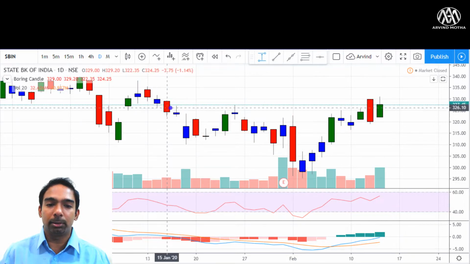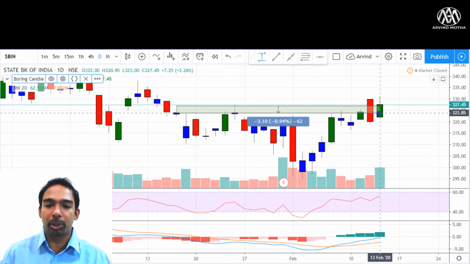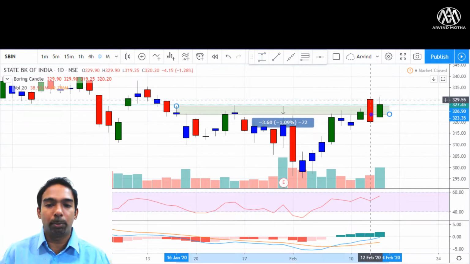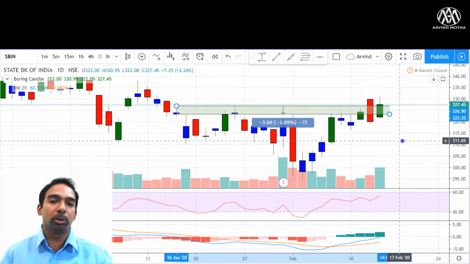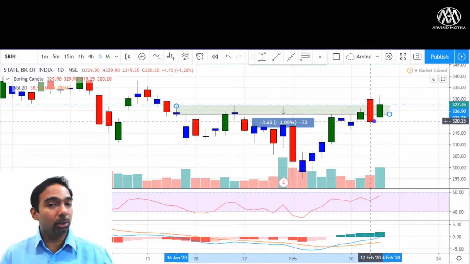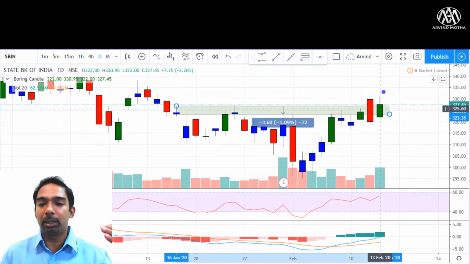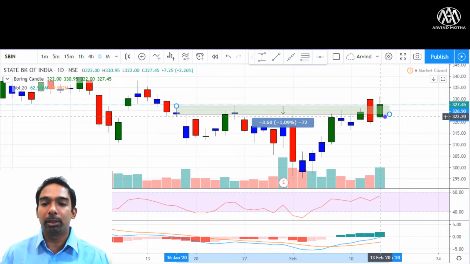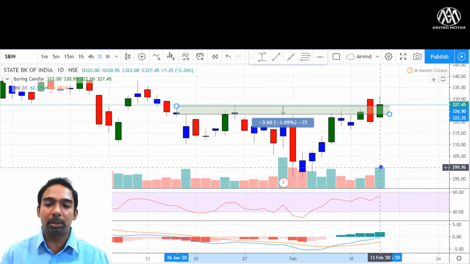On the daily chart, you can see the SBI Bank resistance zone is somewhere here. The price actually broke out yesterday and went outside my resistance zone, but this was more of a false breakout because it opened gap up and then turned bearish. It came down to 320. Today we had a gap up opening, it went above 329, almost 330, and came down to 322, then came back again. It was volatile throughout, but there's more buying happening in the market.